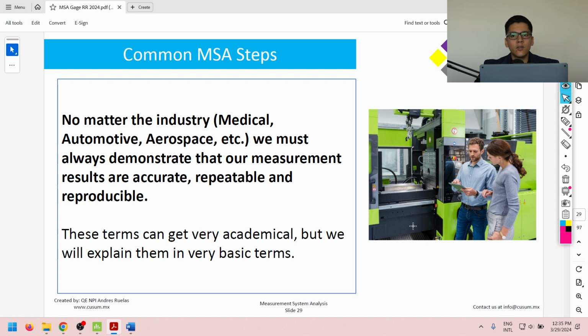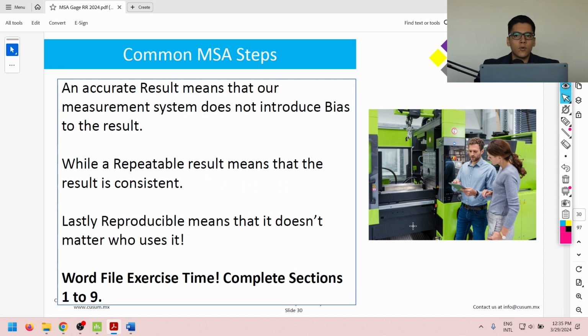No matter the industry, whether you're in medical, automotive, aerospace, metal manufacturing, etc., we must always demonstrate that our measurement results are accurate, repeatable, and reproducible. These terms can get very academic, but we will explain them in very basic terms for engineering purposes. An accurate result means that our measurement system will not introduce bias to the result, while a repeatable result means that the result is consistent. Lastly, reproducible means that it doesn't matter who uses it.